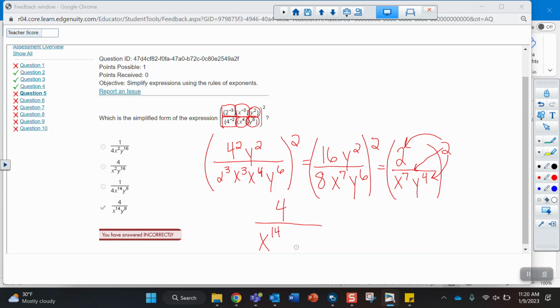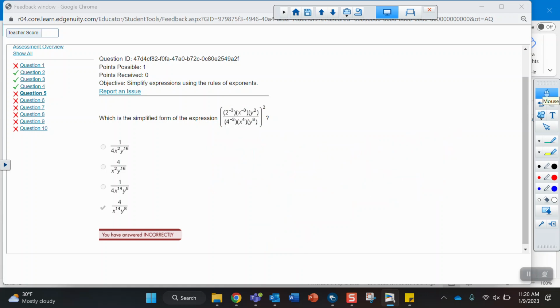And y to the 4th squared is y to the 8th. So power to a power, we multiply. So there we go, 4 over x to the 14th, y to the 8th. Now that's a lot. Now, some students like to just square everything and then clean up, and I'll do some examples where I do that as well, and you can pick what works for you. But I did a lot of cleaning up until I actually applied that power outside.